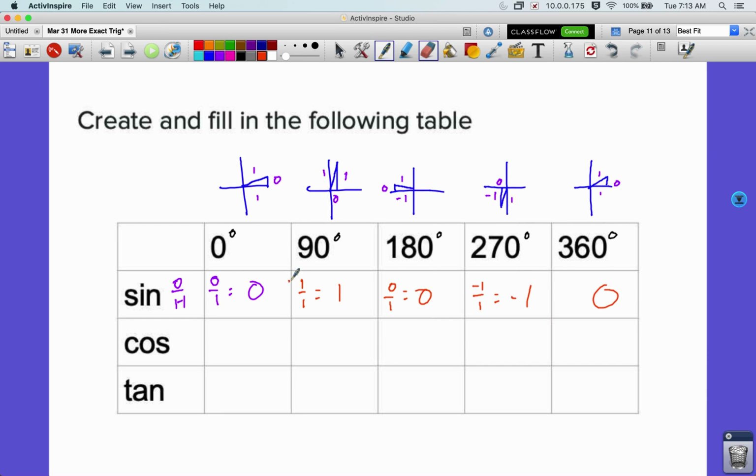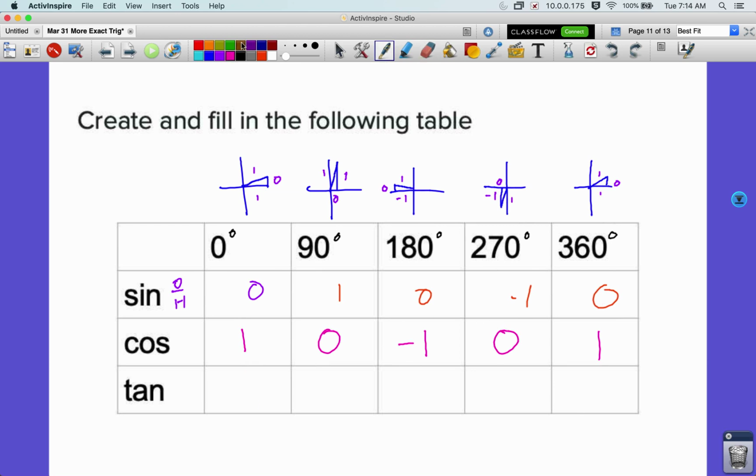All right, cosine does something slightly different. Because it's picking a different ratio, this one is 1 over 1 or 1. This one is 0 over 1 or 0. This one -1 over 1 or -1. 0 over 1 or 0, and then we're back to 1. So I think actually if I erased this, you would maybe see the pattern a little bit better. It's a very similar pattern, but just offset by 1. 0, 1, 0, -1, 0, 1, 0, -1, 0, 1.